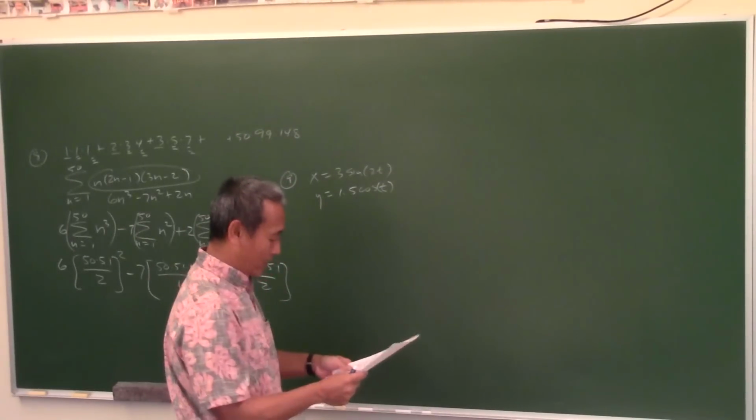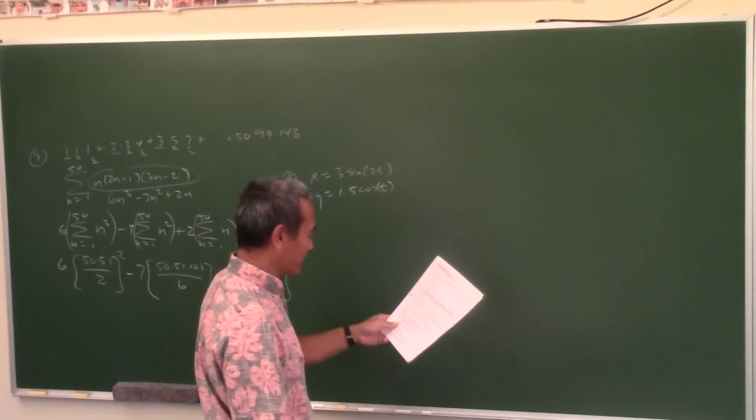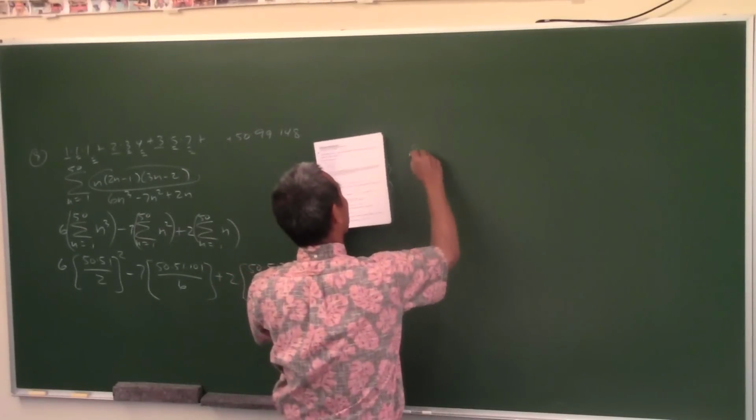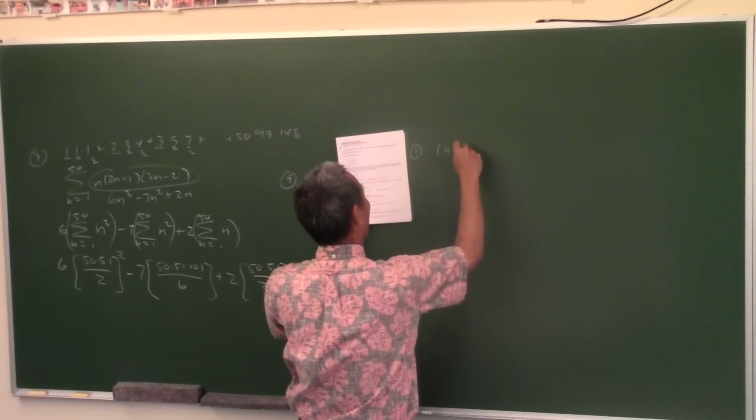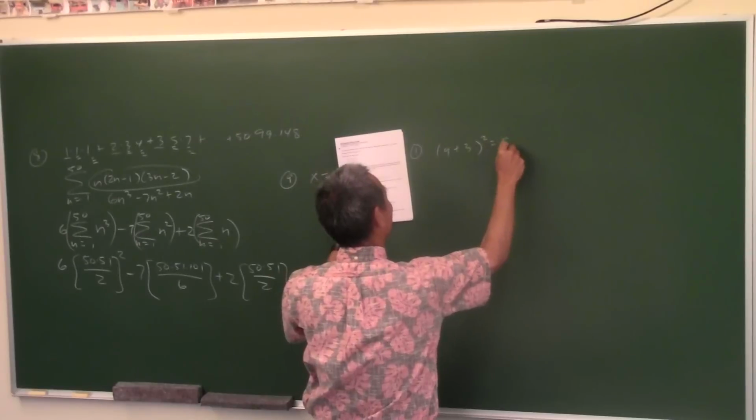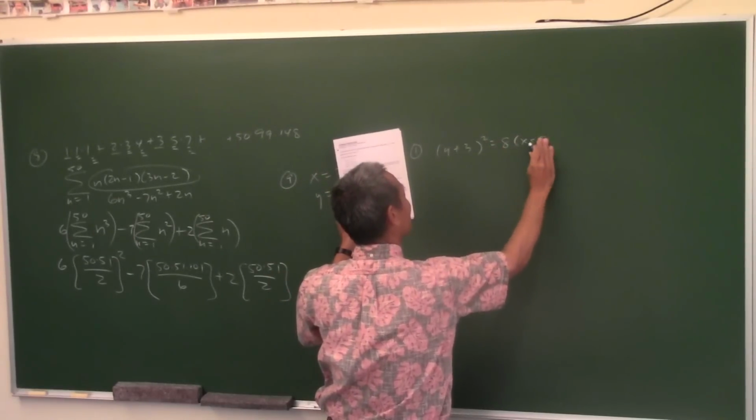And then now, no calculator section, every problem is 1 point each. Okay, find the focus of the parabola y plus 3 squared equals 8 times x minus 2.